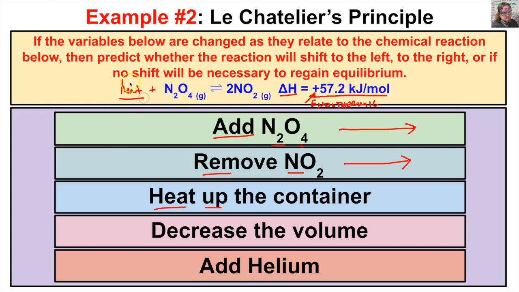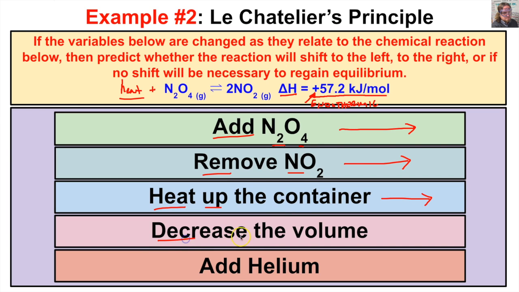If we add more heat to this system, the equilibrium will have to shift to the right in order to regain equilibrium. So by adding more heat to this system, it's like adding more reactant, and the chemical reaction is going to need to shift to the right again to regain equilibrium.